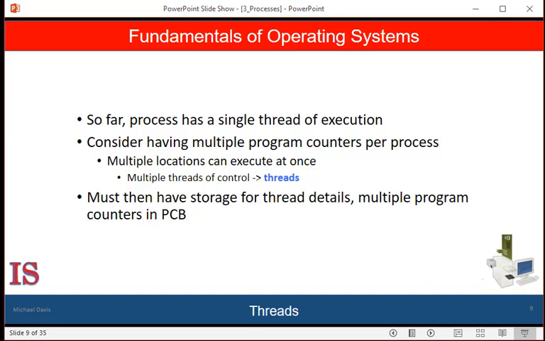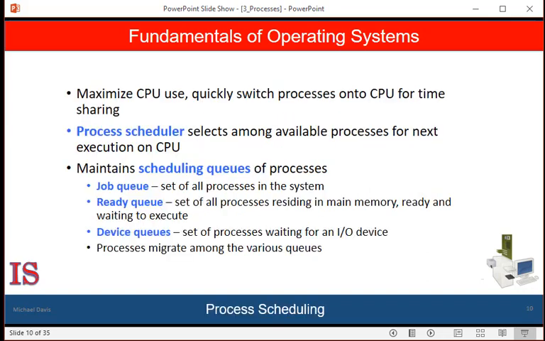On systems that support threads, the process control block is expanded to include information about each thread. Other changes throughout the system are also needed to support threads. We'll talk more about threads in another unit.